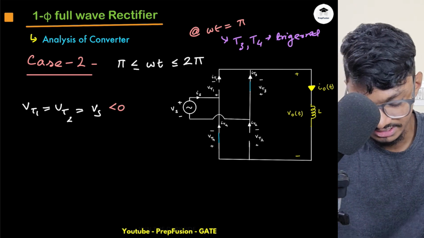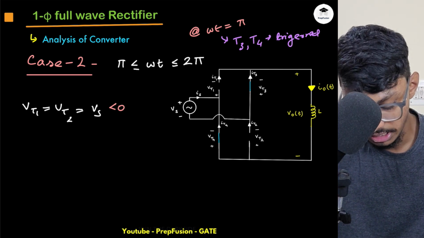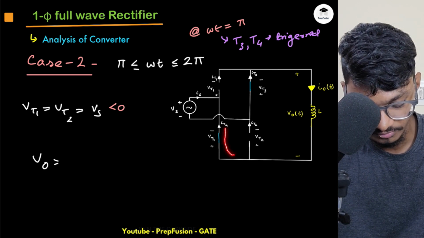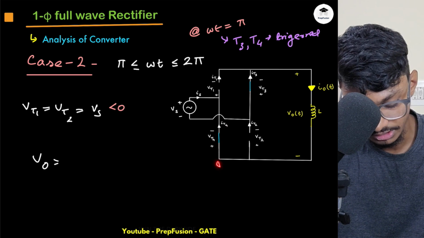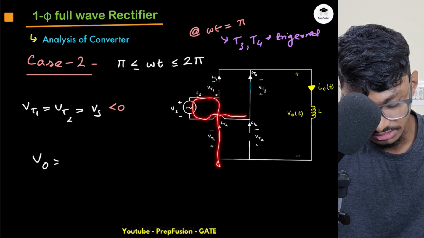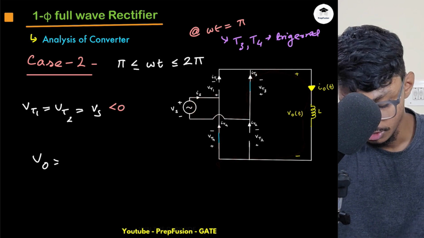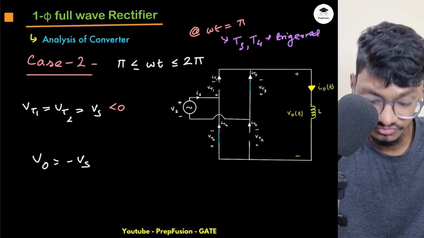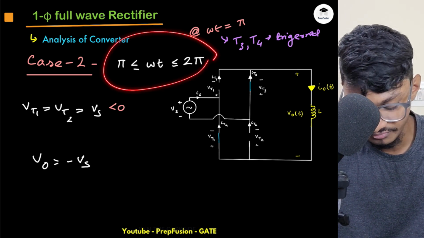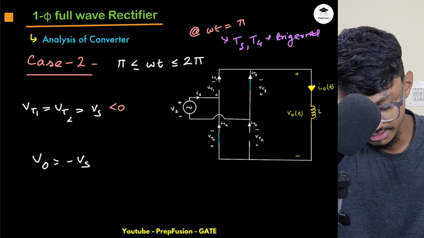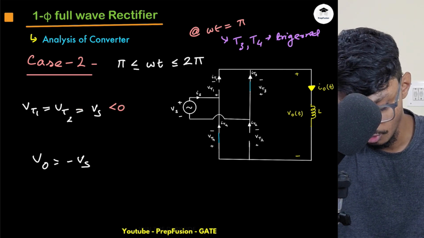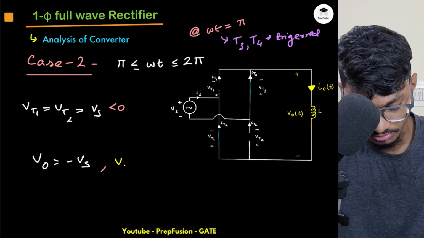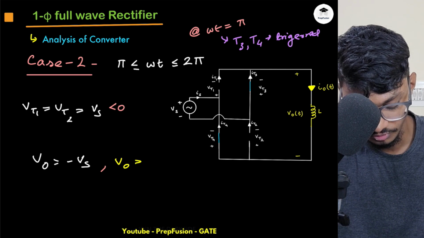Now here, what is my VO this time? If you apply KVL, starting from here, plus Vs, then plus VO equals 0. So VO is actually minus Vs this time. And what is Vs in this cycle? Vs itself is negative. So obviously VO will be positive. VO will also be positive.